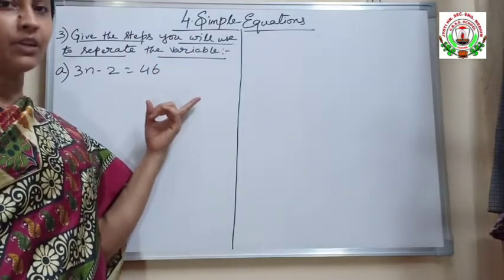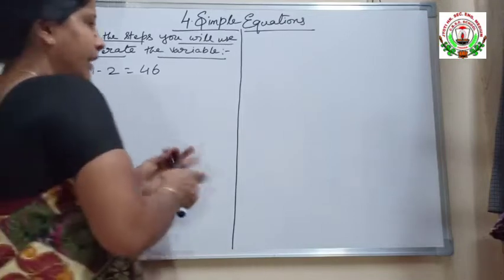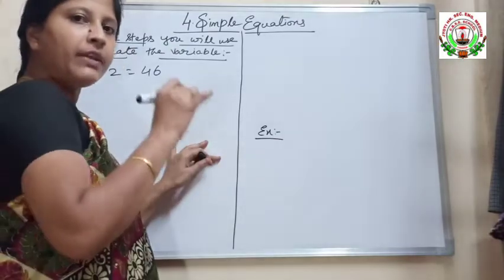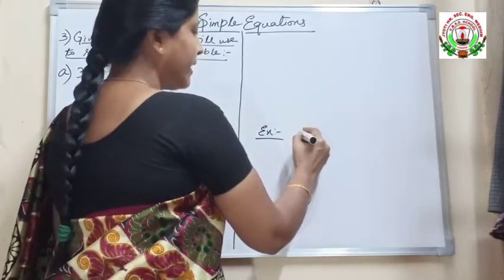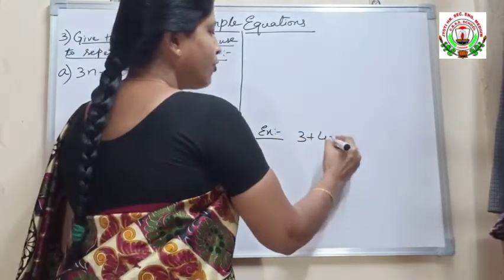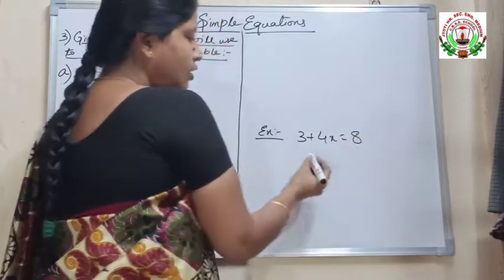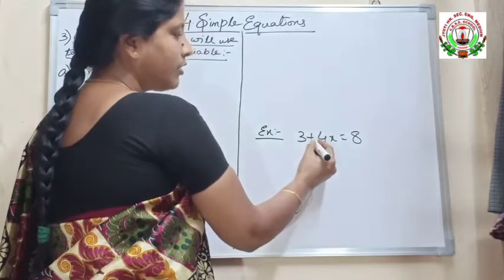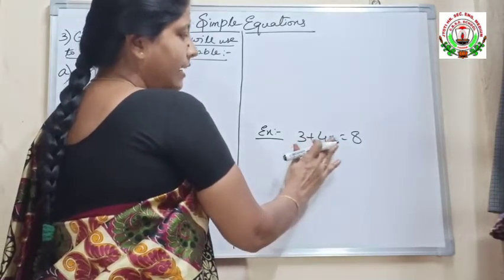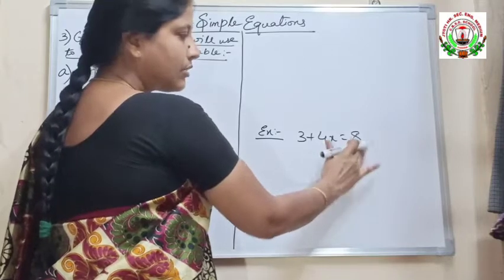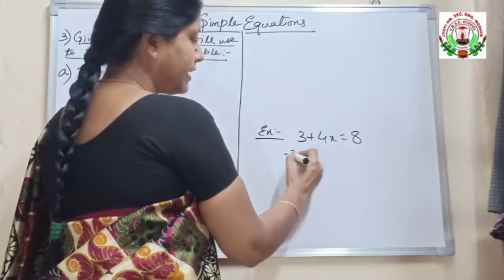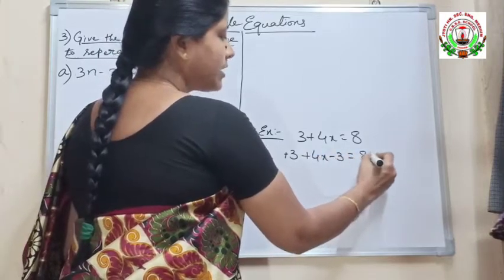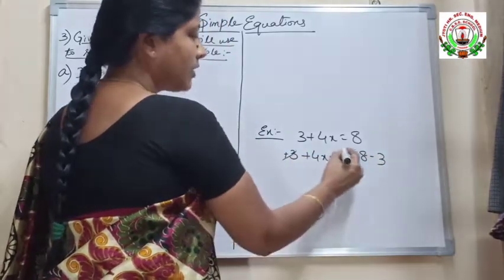In the first and second question, I have given you examples where the value of the variable is not given, but we are going to find the value of the variable, like 3 plus 4x is equals to 8. So 3 is added to 4x, so we have to subtract 3 on the left hand side as well as on the right hand side. So it is 3 plus 4x minus 3 is equals to 8 minus 3.